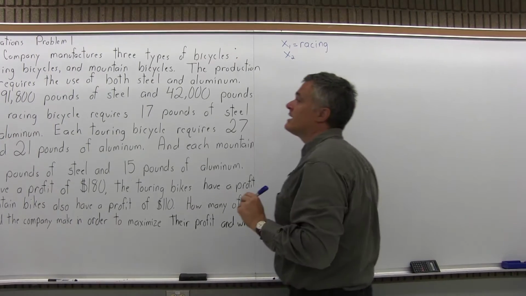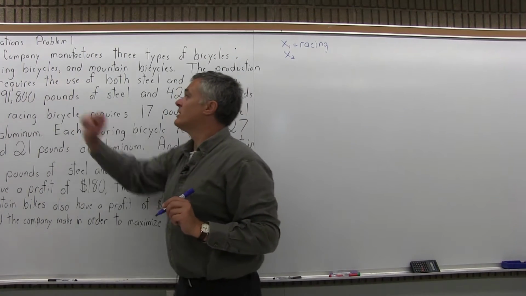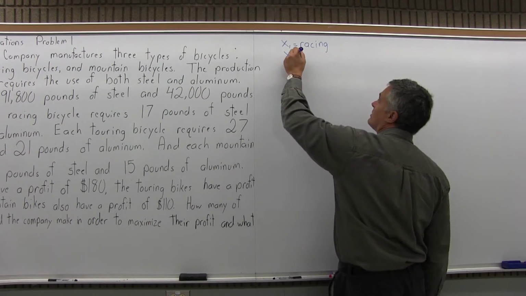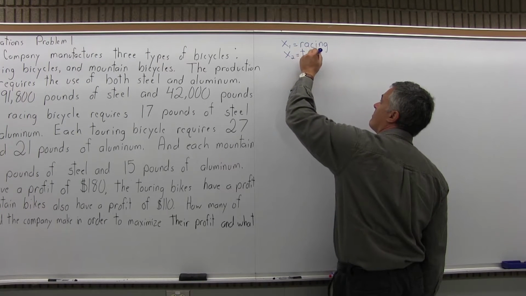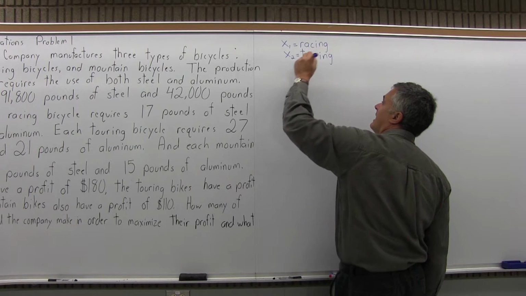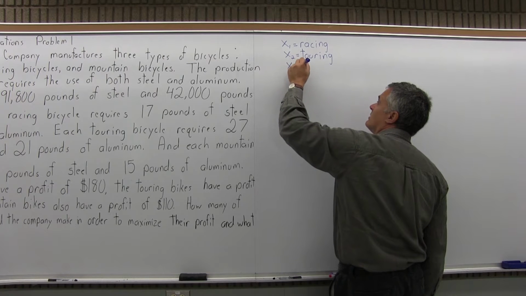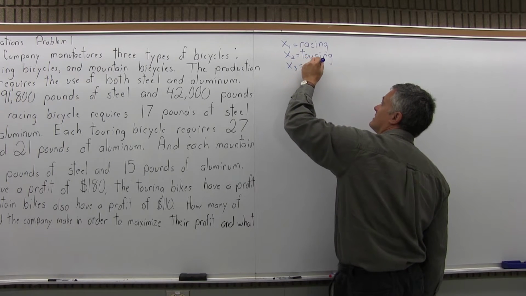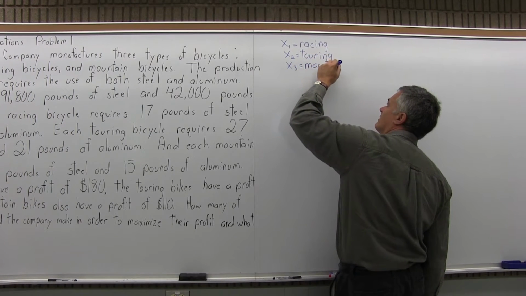x2, the next type of bicycle mentioned, a touring bicycle. So x2 will be touring. And x3, the third thing being made, are mountain bicycles. And again, we'll just write mountain. You don't have to write bicycle.